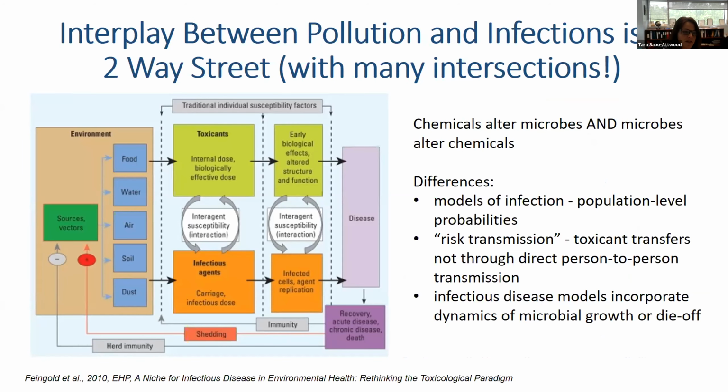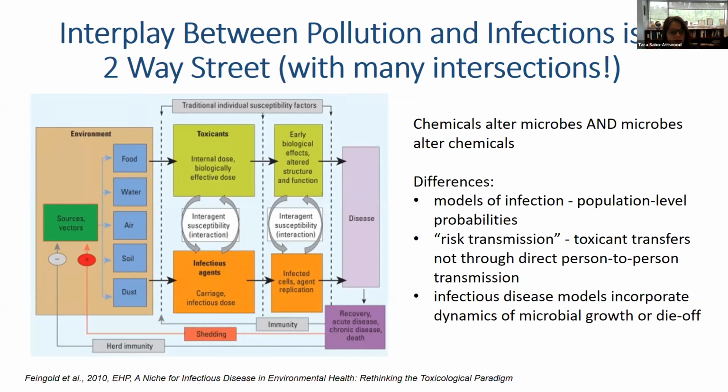So to begin to understand how chemicals and microbes alter each other, it's sort of a two-way street. I always like to fall back on this figure, and this is a paper published by Feingold's group in 2010. The focus of this paper was to really highlight a role for infectious agents in toxicology by trying to identify common and uncommon ground between these two fields.